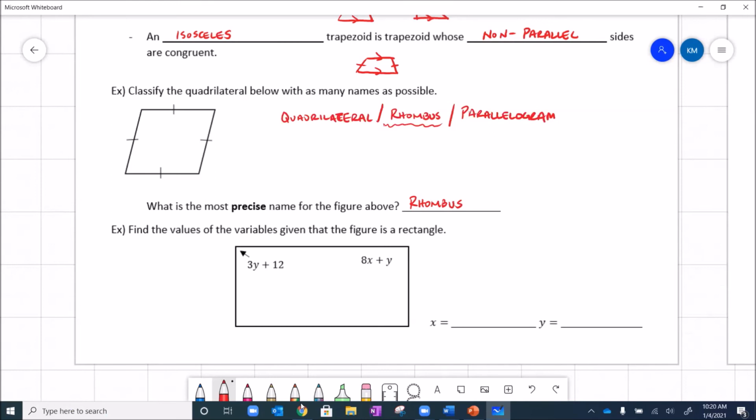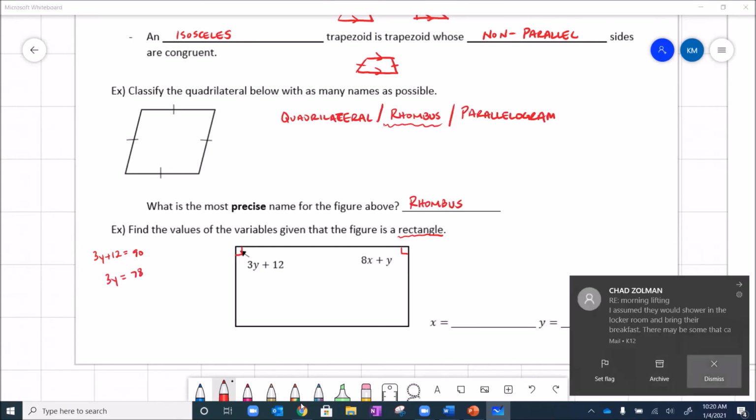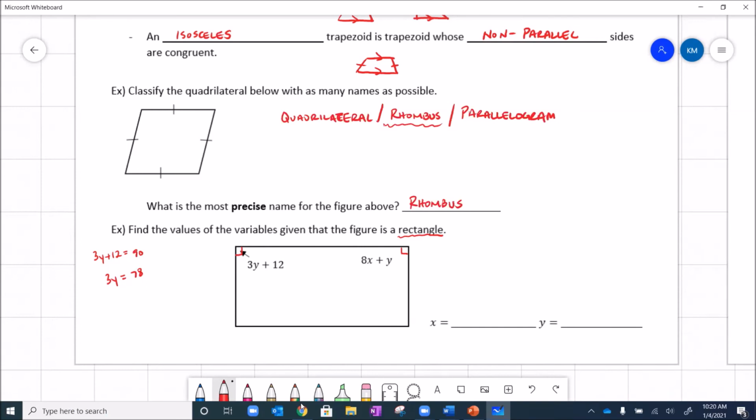Then it says find the values of the variables given that the figure is a rectangle. So here we go, important information here. Rectangle tells us that these angles are 90 degrees. Okay, so as I look at this, I can say, okay, well, 3y plus 12 should equal 90. Okay, and so I can solve for y. 3y, subtract 12 from both sides is 78. Divide by 3, that's 26. So I find that y is 26.